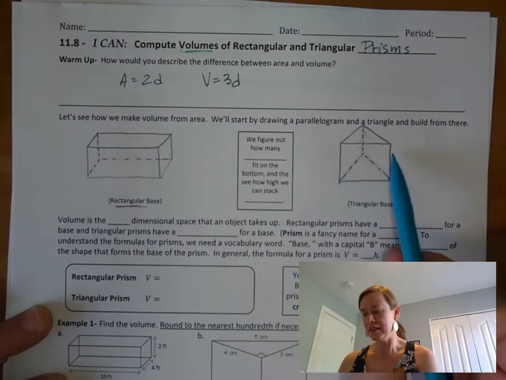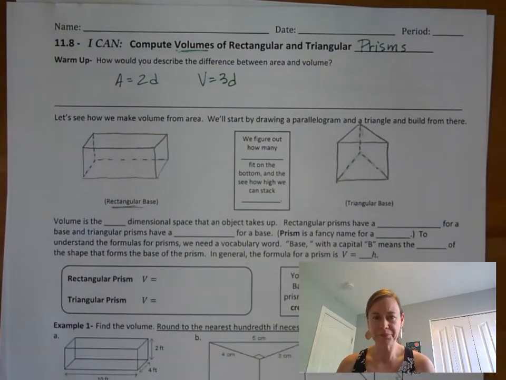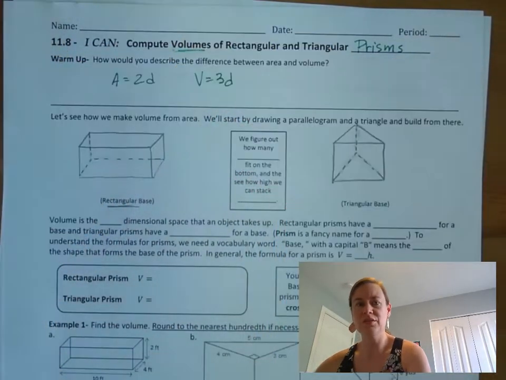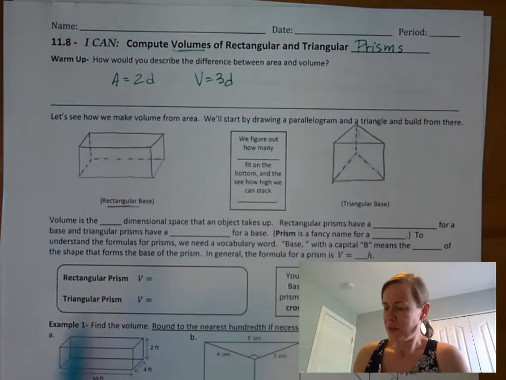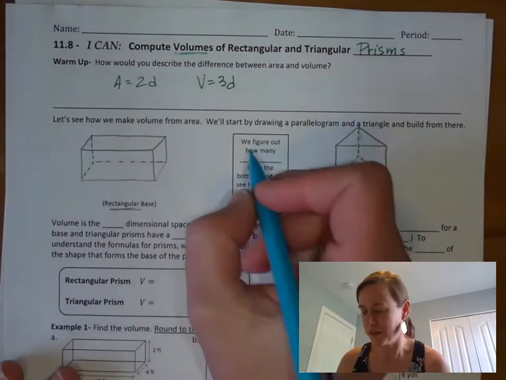And then you can kind of tell that this side is coming towards you and the dashed ones are further away from you. Okay, so that's what a triangular prism looks like. It's basically a triangle on bottom and then still stacking triangles all the way up. So what does it say here? It says we figure out how many squares fit on the bottom.